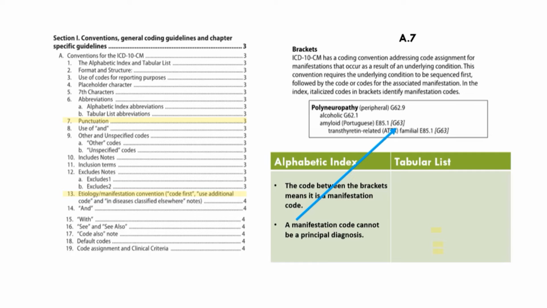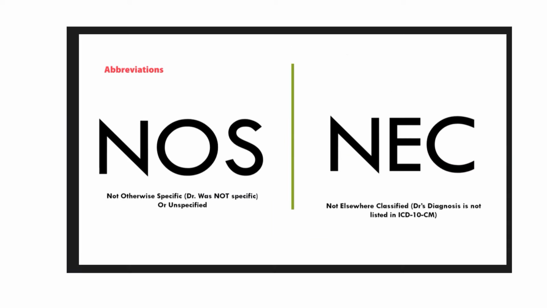So this is showing you here, the code in the bracket is what occurs as a result of the primary code or the primary reason. So it would not be sequenced first. So very important to ensure that you review these.